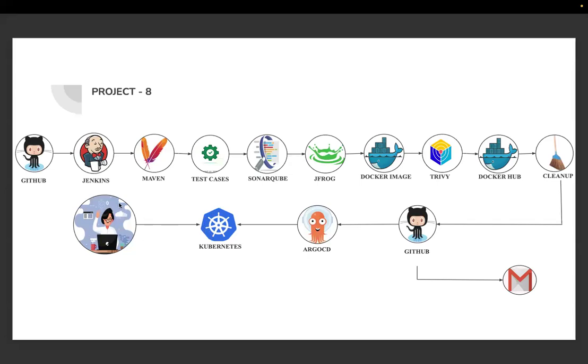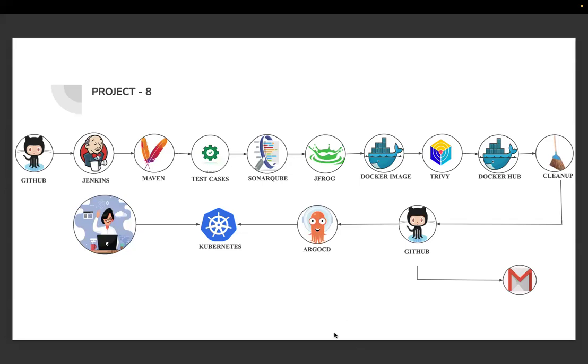Something like this. Here, project number 8 is the entire automation. That means once the developer pushes his code of the Spring Boot application or the Java application to the GitHub repository, everything from there is automated until the deployment of that application to the Kubernetes cluster. This is going to be our project number 8. It's entire automation, and we are going to set this up.